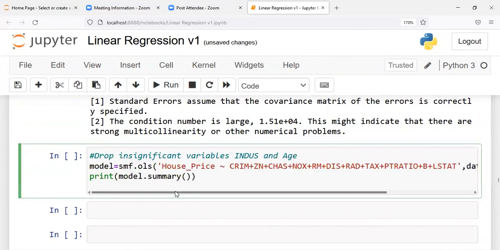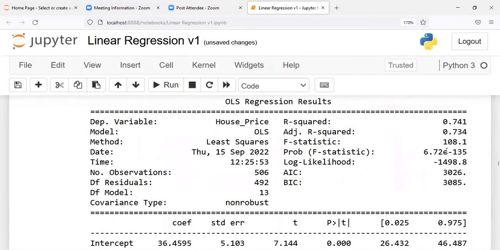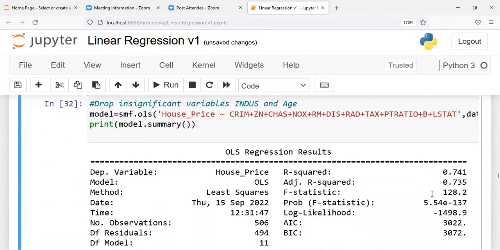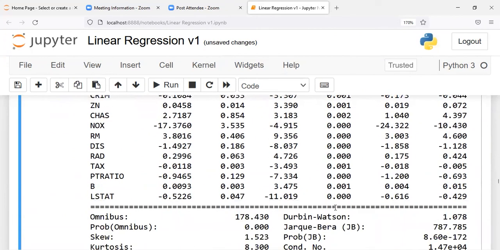Let me scroll down. I'll be building the model once again, but this time I will be dropping the two variables, namely age and indus. Let me go ahead and rerun the model. R square has not changed dramatically. Earlier I got an R square value of 0.74. Now again, after dropping these two variables, my R square has remained intact, which is a good sign. You can see here, now for each and every variable, the p-value is less than 0.05.